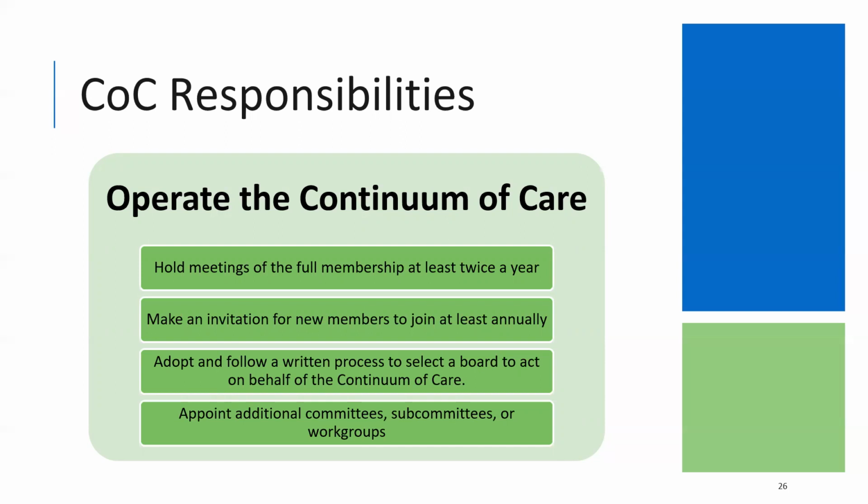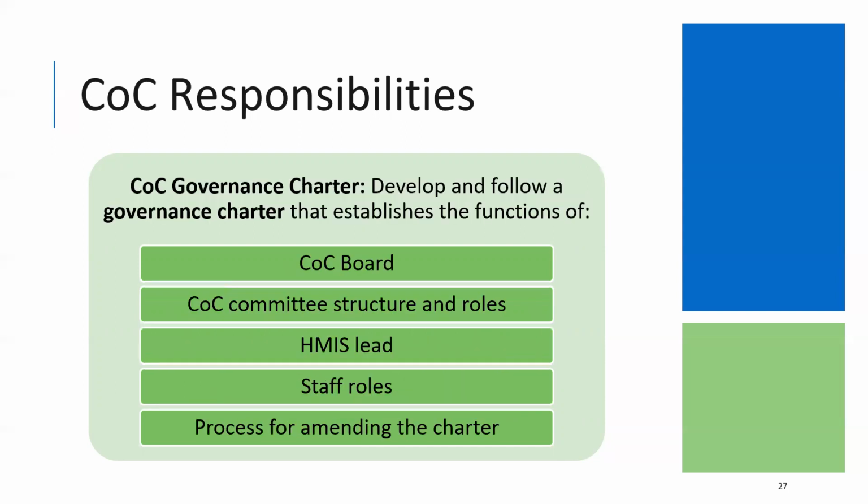So really establishing the structure by which you're driving that community process to address homelessness locally. CoCs have to have a governance charter. So the governance charter is what establishes the different roles and responsibilities, including the CoC board, the CoC committees, HMIS lead agency, staff who support the CoC, and then the process for updating and amending the charter.